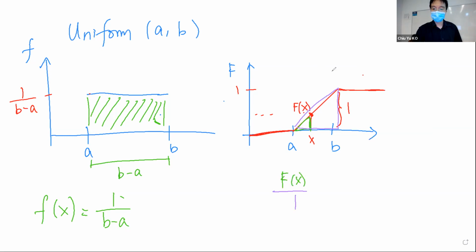Right, so this will be equal to what? Look at the small triangle. The bottom is x minus a, and this purple one is b minus a. So that's why in your slide f(x) is (x minus a) over (b minus a).